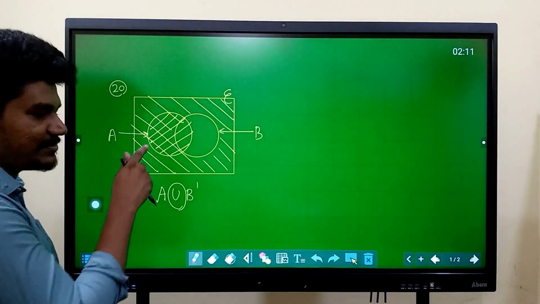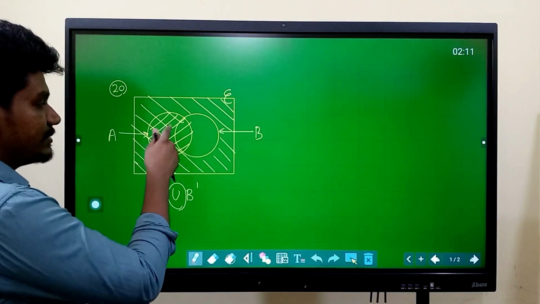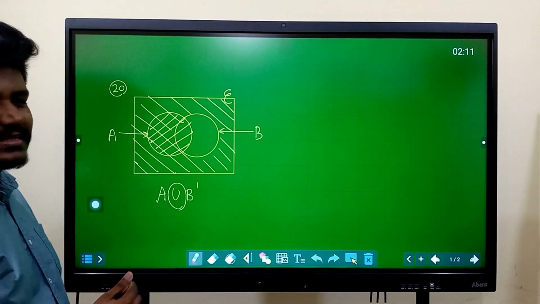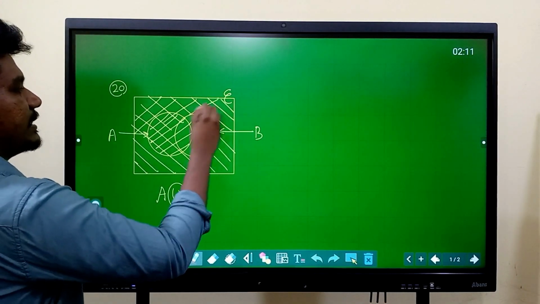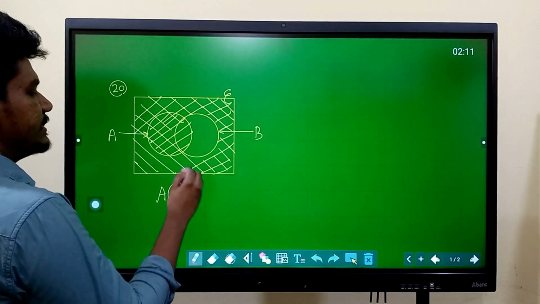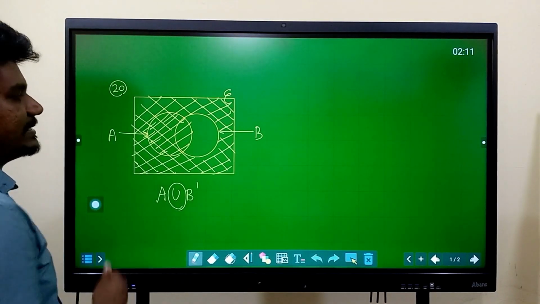So if you did like that, it will be 2 marks. No need to show these as 2 hatches. You can make it in the same manner, right? So then you can show that answer like this. By shading the whole region, this becomes the answer, right?